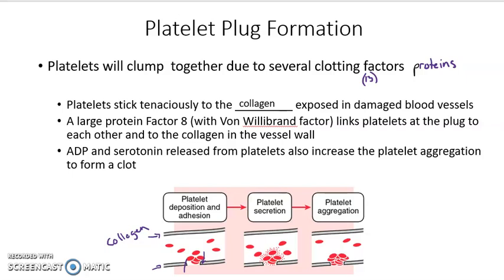ADP, so that's adenosine diphosphate, and serotonin, which is basically a hormone but also acts as a neurotransmitter, released from the platelets themselves, will also increase the platelet aggregation to form a clot. So basically, as soon as this collagen is exposed, those platelets that actually touch the collagen will start to secrete proteins that'll lead to more platelets being stuck, right? And then that'll lead to this platelet plug, or what we call the platelet aggregation.